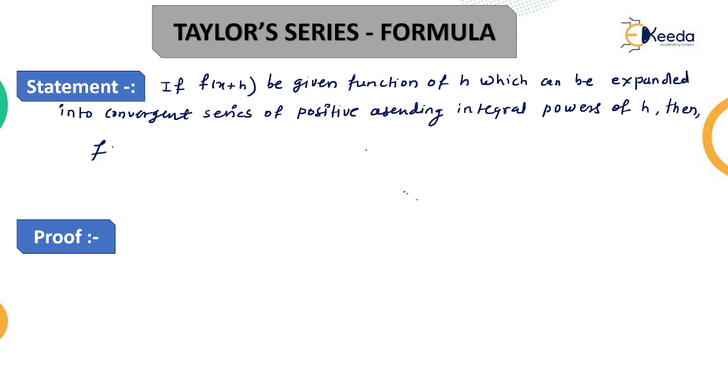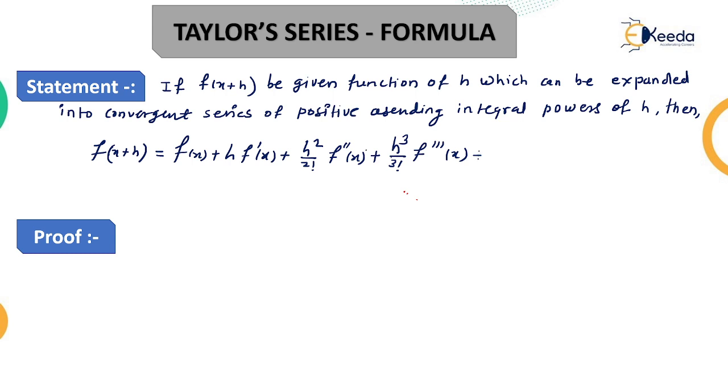f of x plus h can be defined by this expansion: f of x plus h into f dash of x, plus h square divided by 2 factorial into f double dash of x, that is the second derivative of f of x, plus the next term h cube divided by 3 factorial into f triple dash of x, and so on, up to h raised to n upon n factorial into f n of x.